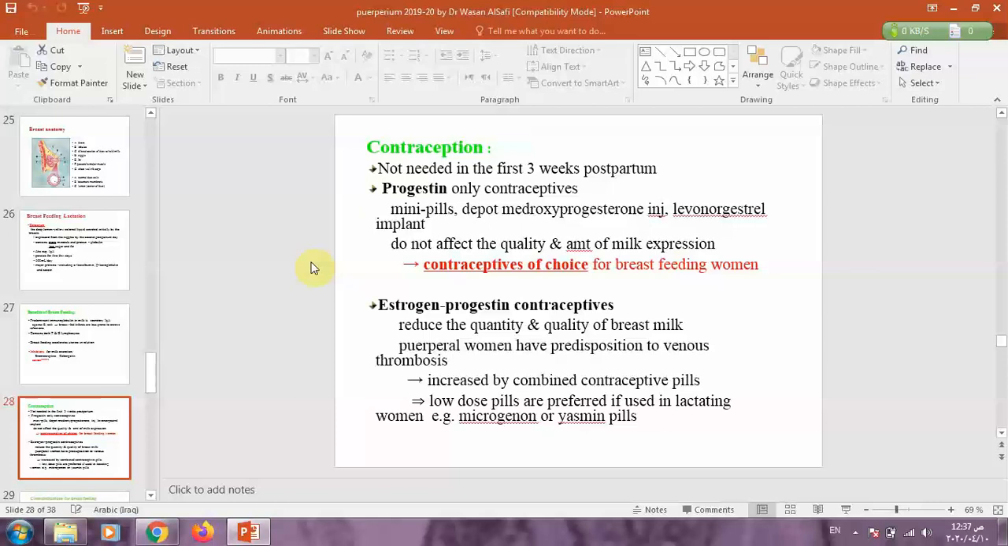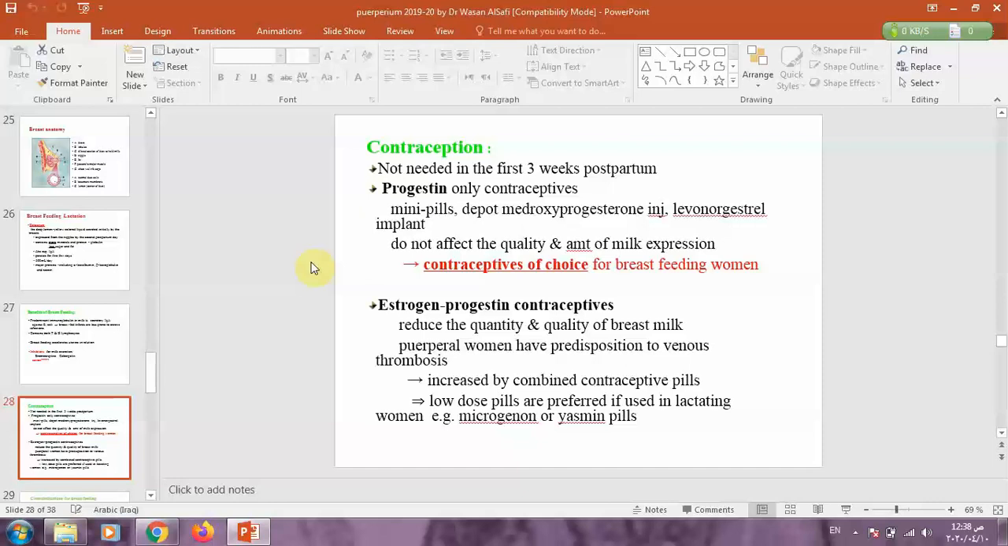The most suitable one in breastfeeding women is progestin-only contraception. We call it mini pills. Or we have depot medroxyprogesterone injection, which will give contraception for 3 months. Or we can use levonorgestrel implants. Progestin medication will not affect the quality and the amount of milk expression. The contraception of choice for the breastfeeding mother is the progestin-only preparations.